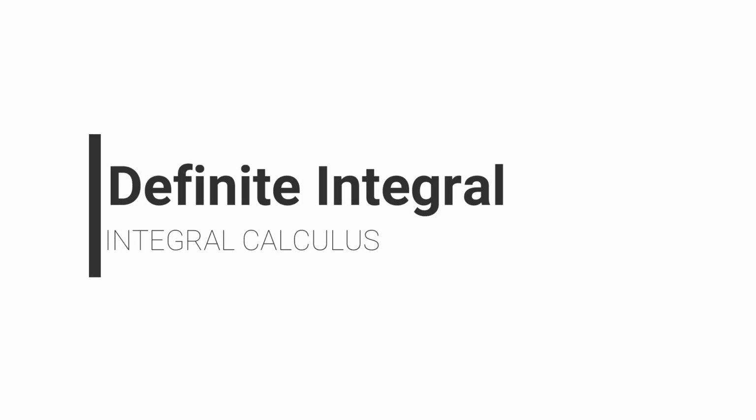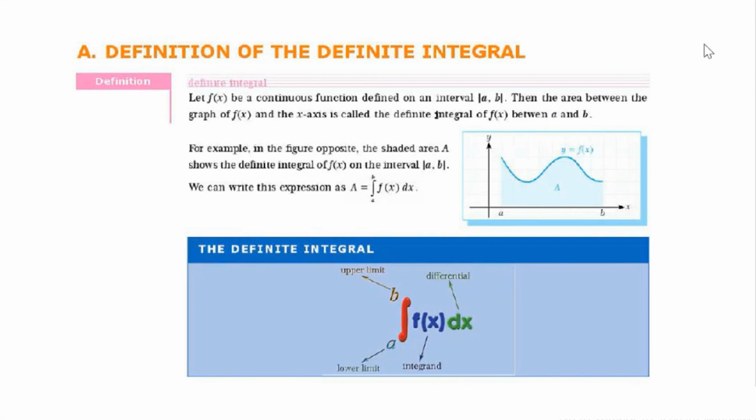So today we're going to discuss the definite integral. To start with the definition of the integral: let f of x be a continuous function defined on an interval [a, b]. Then the area between the graph of f of x and the x-axis is called the definite integral of f of x between a and b.